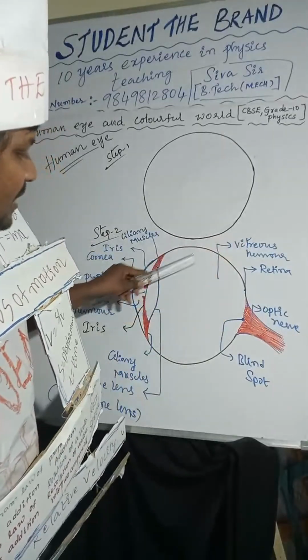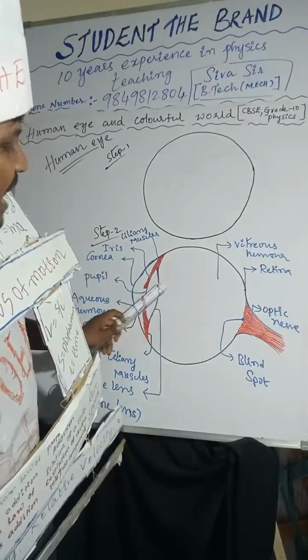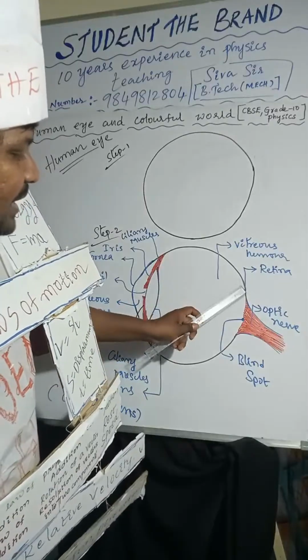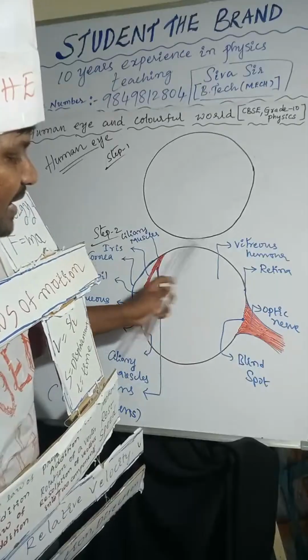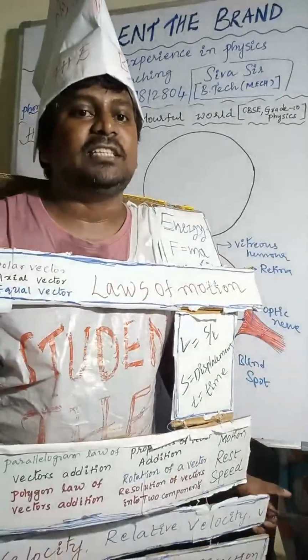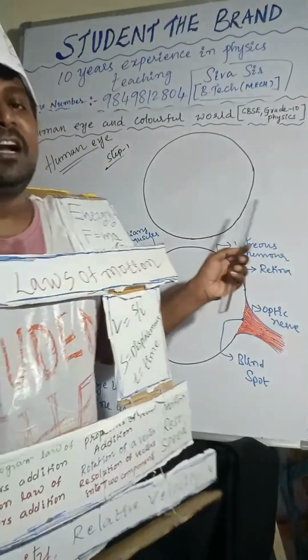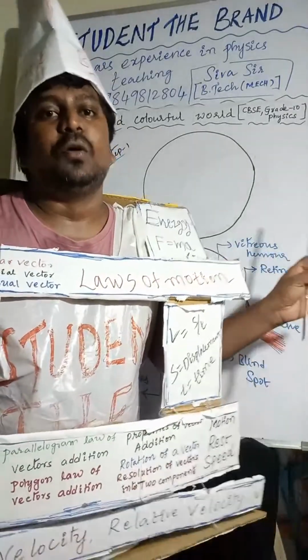This entire portion from the eye lens, the crystalline lens, the convex lens, to the retina is filled with a jelly type liquid. That is called vitreous humor. It provides sufficient pressure and force to maintain that shape.